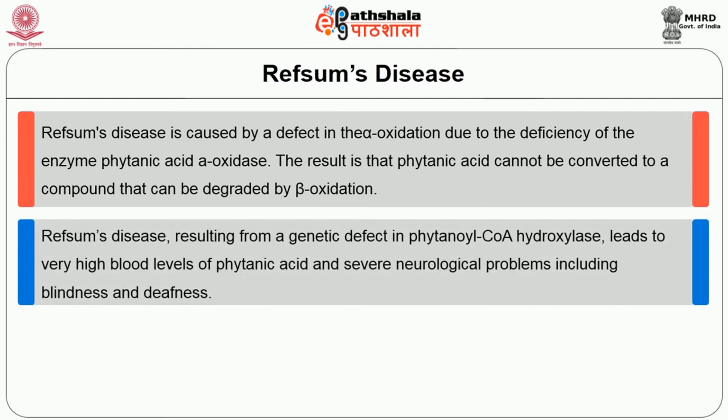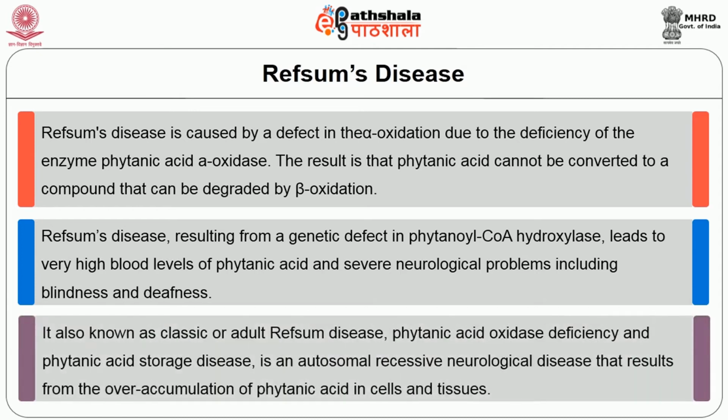So, Refsum's disease results from a genetic defect in phytanoyl-CoA hydroxylase, which leads to very high blood levels of phytanic acid and severe neurological problems including blindness and deafness. It is also known as classic or adult Refsum disease. Phytanic acid oxidase deficiency and phytanic acid storage disease is an autosomal recessive neurological disease which results from the overaccumulation of phytanic acid in cells and tissues.